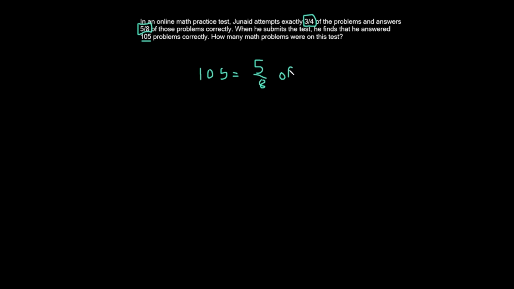So to find what is 8/8, or exactly 3/4 of the test, we need to multiply 105 times 1/5 first to find how much is 1/8 of 3/4 of the test. So 105 times 1/5, or 105 divided by 5, is 21. So let us write that down.